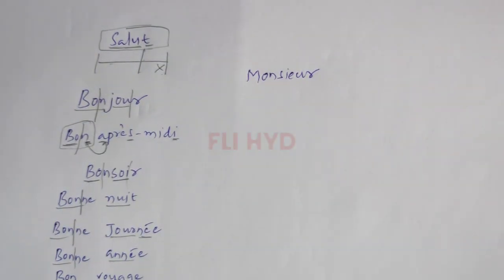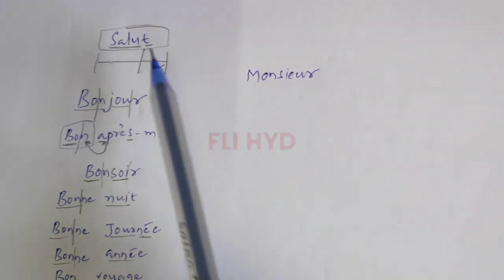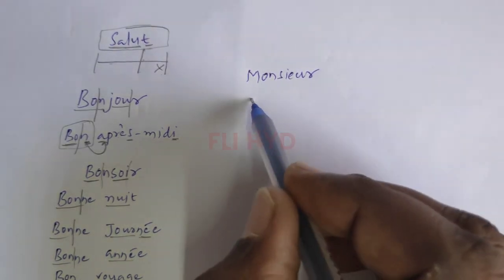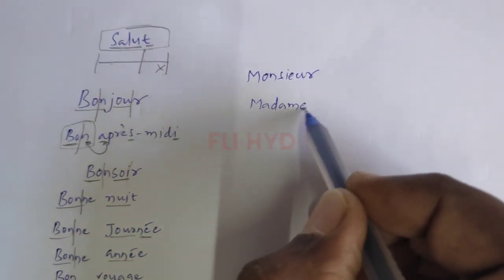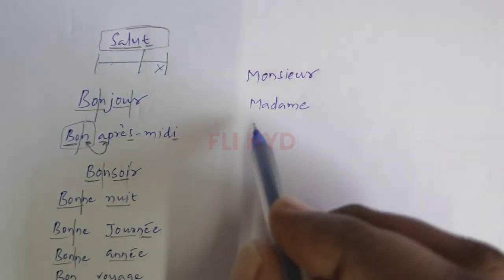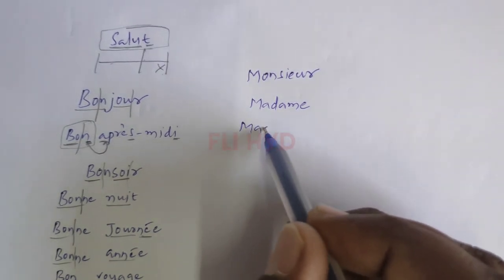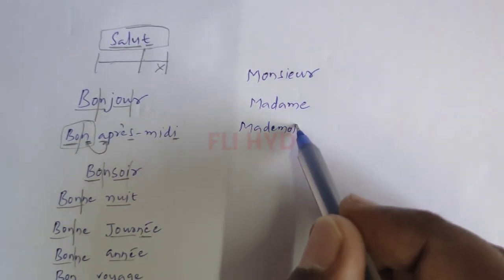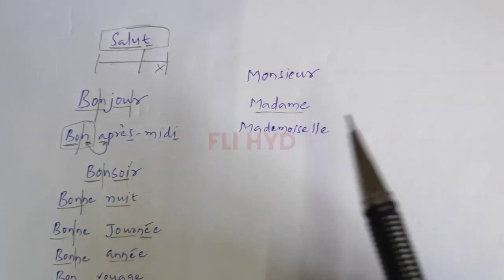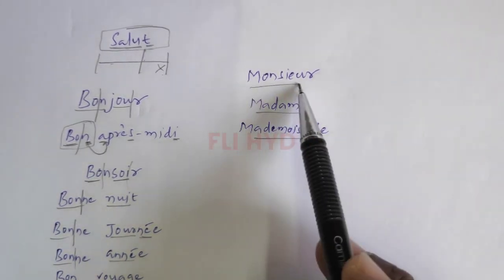Monsieur, like mister. If you want to say hello sir, hello mister, we say bonjour monsieur or salut monsieur. Hello mister, hello sir. Then madame, madam. Monsieur, mister. Madame, madam. And if you want to address a young girl, then we say mademoiselle, like a young girl. So monsieur, mister. Madame, madam. Mademoiselle, miss.